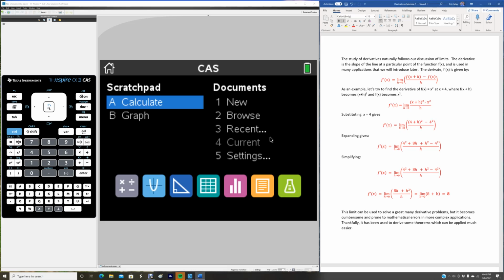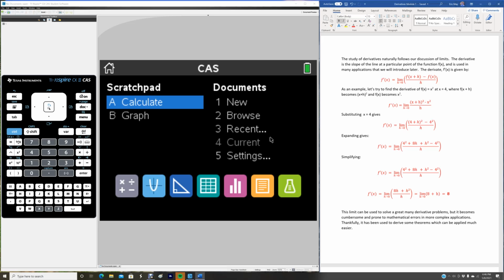Important topic in calculus. Now, the study of derivatives naturally follows our discussion of limits. The derivative is the slope of the line at a particular point of the function f of x and is used in many applications that we will introduce later. The derivative, given by f prime of x, is given by the following formula. It looks a little complex, but once we try an example, it will be made clear.